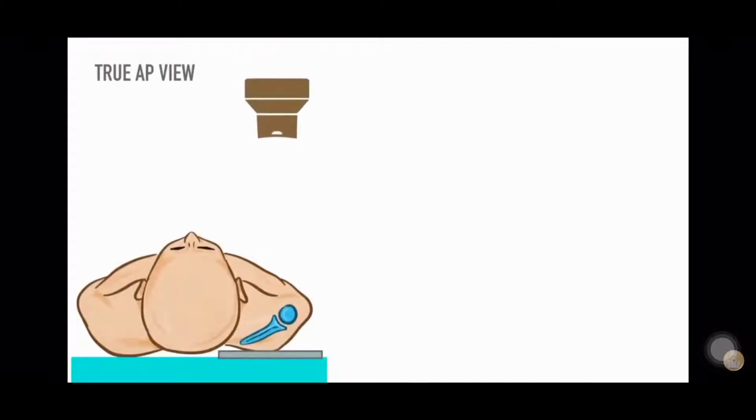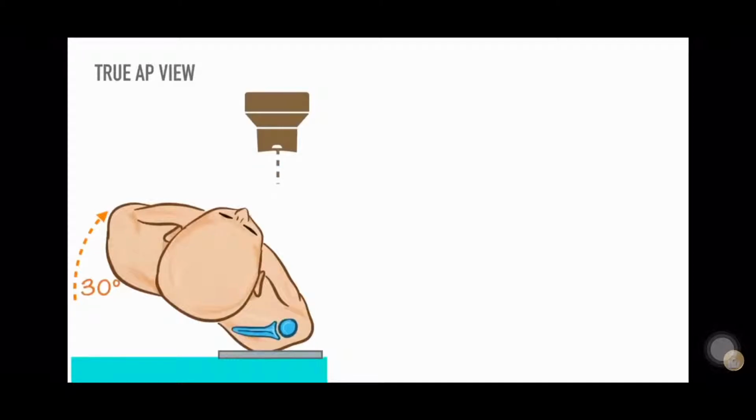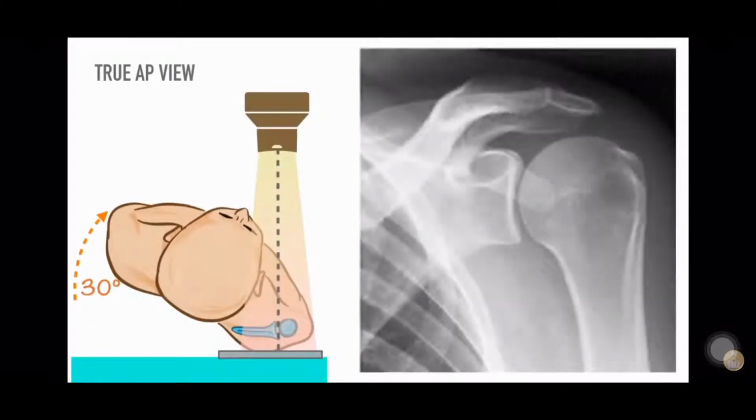For the true AP view of the shoulder, the beam is oriented in the plane of the glenoid. This view allows better assessment of the integrity of the glenoid and congruity of the glenohumeral joint.